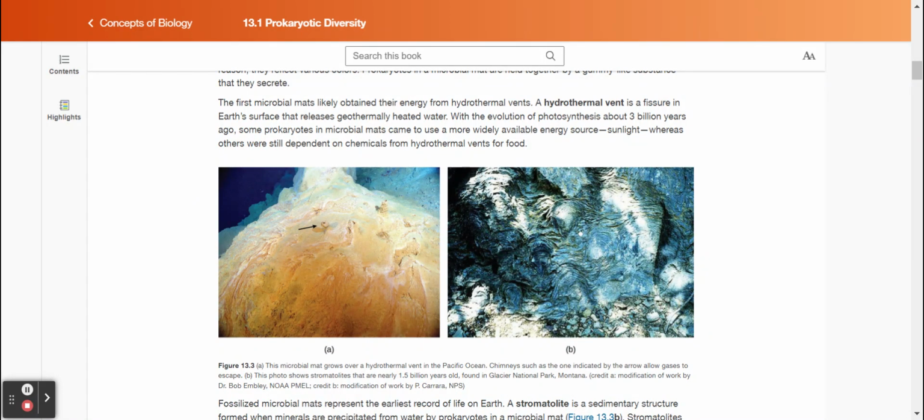Figure 13.3a. This microbial mat grows over a hydrothermal vent in the Pacific Ocean. Chimneys, such as the one indicated by the arrow, allow gases to escape. B, the image on the right, this photo shows stromatolites that are nearly 1.5 billion years old, found in Glacier National Park, Montana.